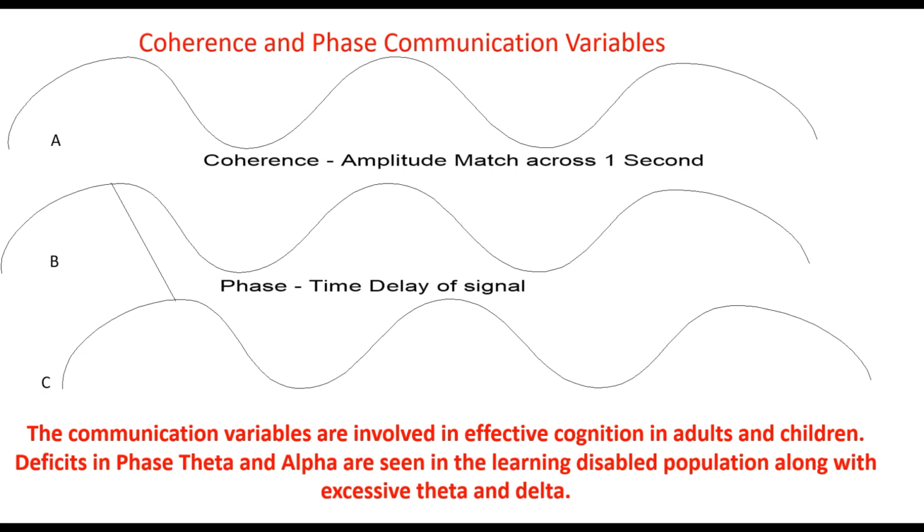Let's look at the other communication variables. There are 2, coherence and phase. If the amplitude at location A matches the amplitude at location B across the time period of 1 second, we can say that we have a high coherence value. The phase value is reflective of the time delay between B and C of the signal. The shorter the time delay, the higher the phase value. These phase and coherence values are involved in effective cognition in adults and children. Deficits in phase theta and alpha are seen in the learning disabled population, along with excessive theta and delta.